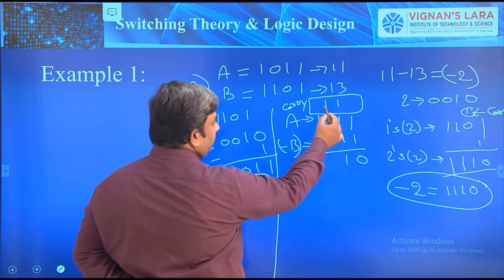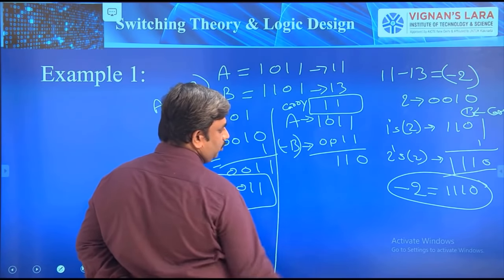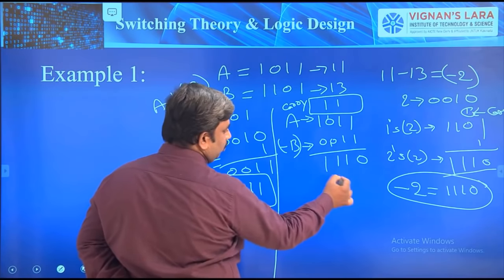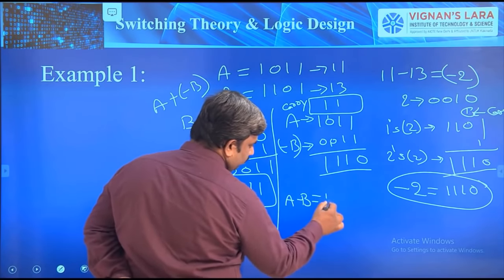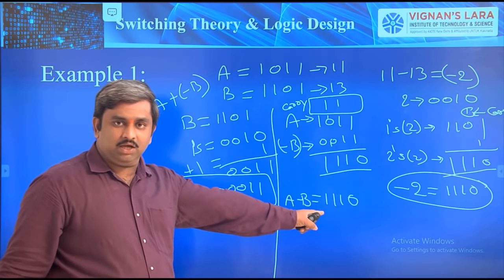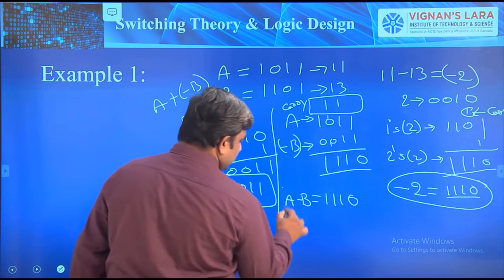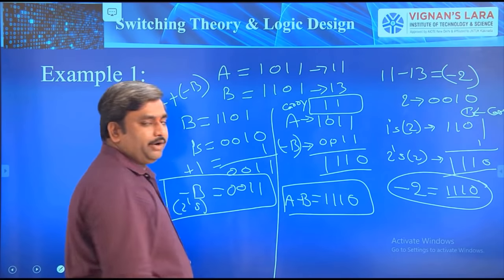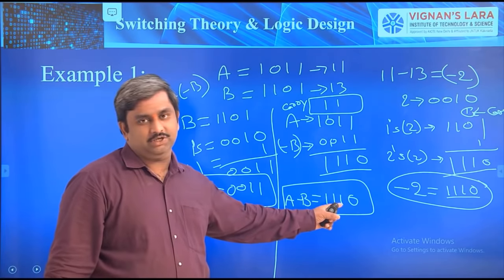Okay, next 1 plus 0 plus 0. Here we have only 1. So 1 plus 0 plus 0, the answer is 1. Next 1 plus 0, 1. So this is the value. A minus B is equal to 1, 1, 1, 0. So is this minus 2 or 2? See here, minus 2 is equal to 1, 1, 1, 0. A minus B, we got 1, 1, 1, 0. Okay, right? So this is the minus 2 representation.